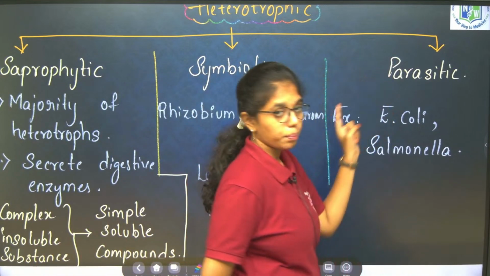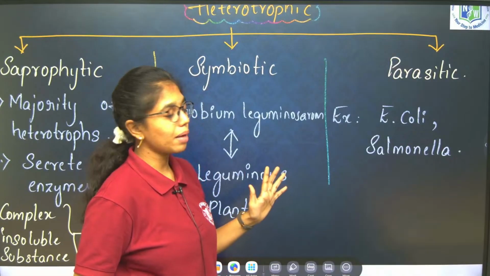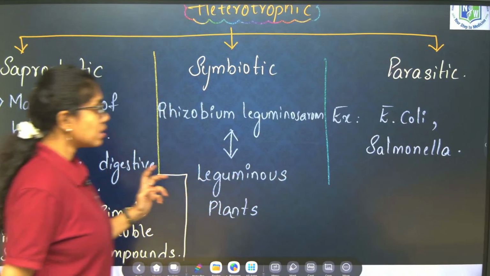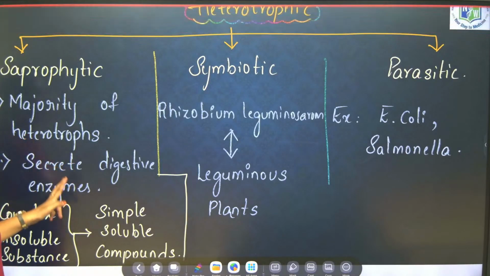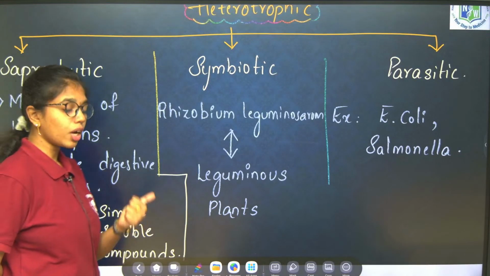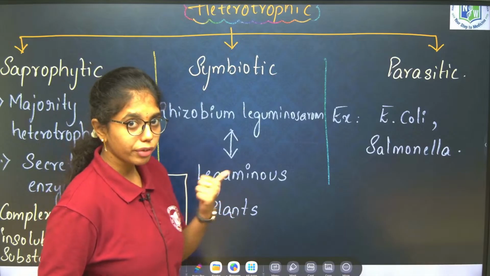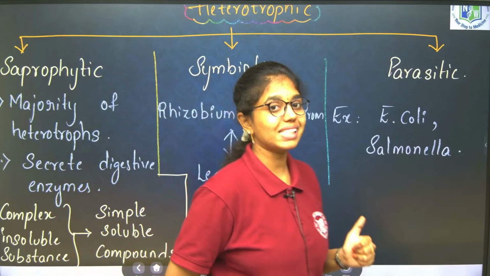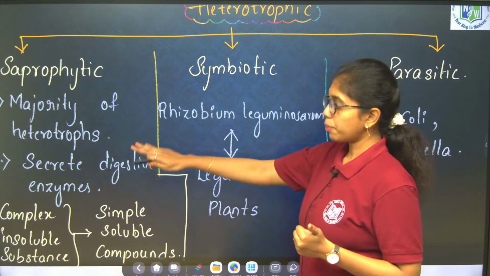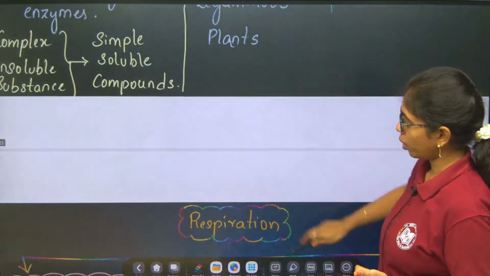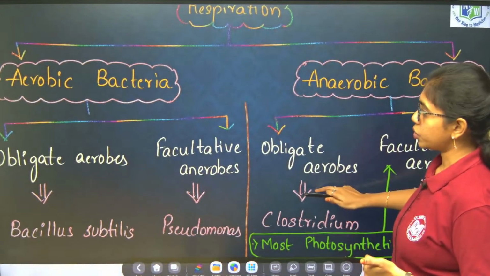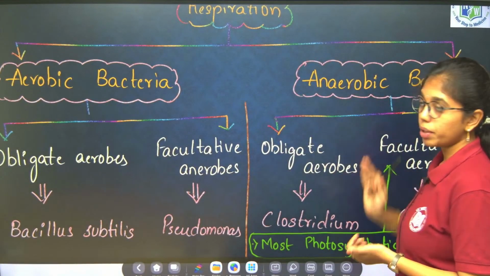Next, the parasitic mode of nutrition; best examples include E. coli and Salmonella. The most important point to note is the examples, be it autotrophic or heterotrophic: in autotrophic, photoautotrophic and chemoautotrophic examples, and here saprophytic, symbiotic, parasitic and their examples are highly important. Next, respiration: aerobic and anaerobic modes of respiration.